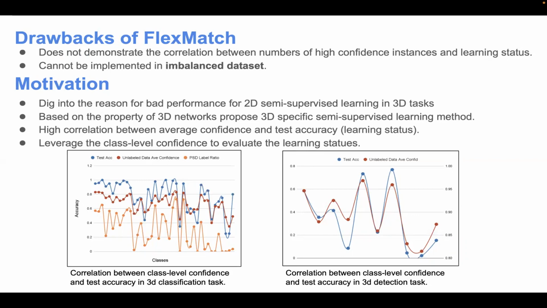Secondly, we find that there's a high correlation between the class level confidence and the test accuracy in both 3D classification and detection tasks, like the two figures below. Based on this finding, we propose a 3D specific semi-supervised learning method.